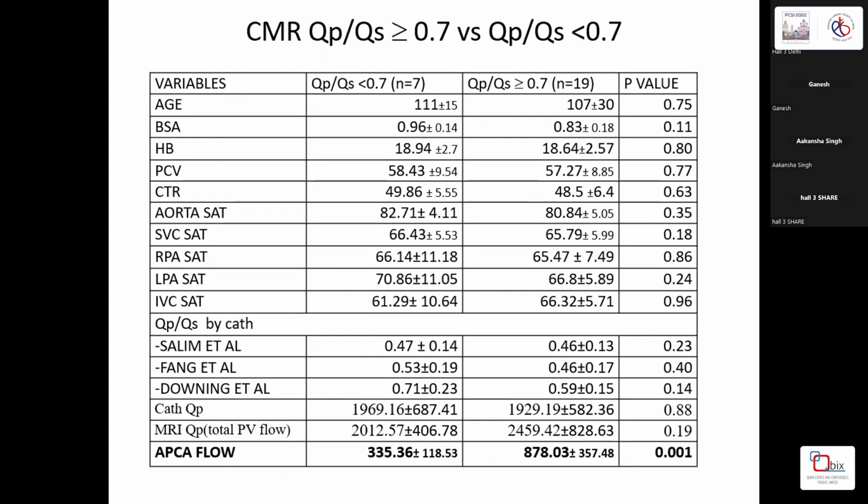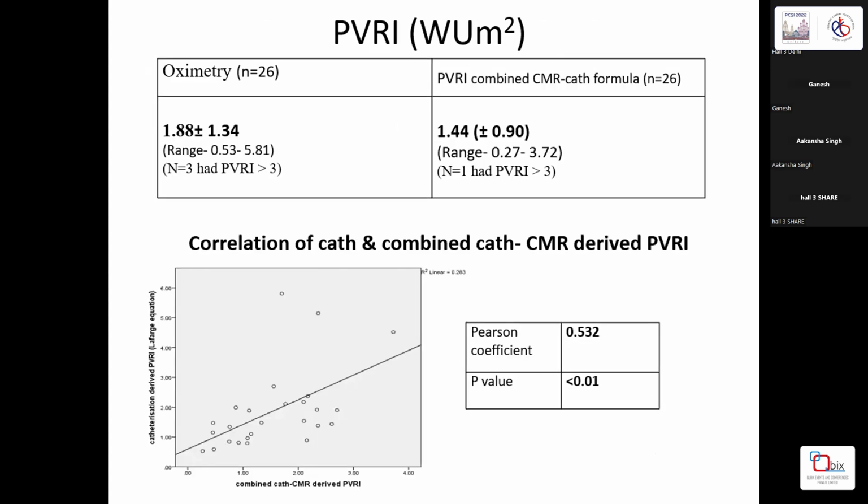Then we divided the population into two based on an arbitrarily chosen cutoff of 0.7 of CMR QP/QS. Patients with a CMR QP/QS of more than 0.7 numbered 19. They were different only in terms of cath-derived QP and MRI-derived QP and the collateral flows, which were higher in the QP/QS more than 0.7 group. In other parameters, they were similar. Coming to PVRI, the oximetry-derived PVRI is much higher than that derived by the combined CMR and cath formula. By oximetry, in this population of 26, 3 patients had a PVRI more than 3, while in the combined CMR cath group, it was just 1 patient who had a PVRI higher than 3.